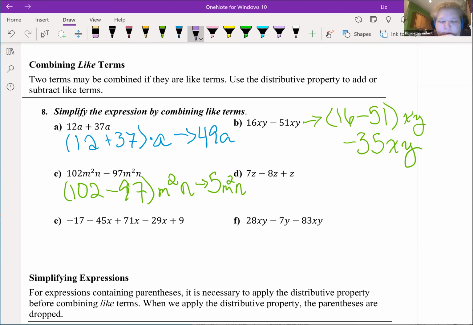All right, now over here on D, things get a little more interesting, only a little. So 7z's minus 8z's plus z. Okay, so everybody has a z. I'm going to undistribute, factor, and pull that z out.